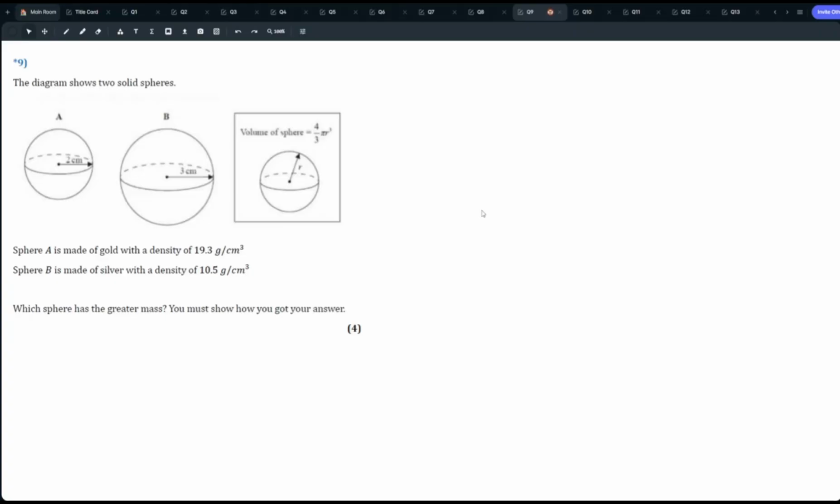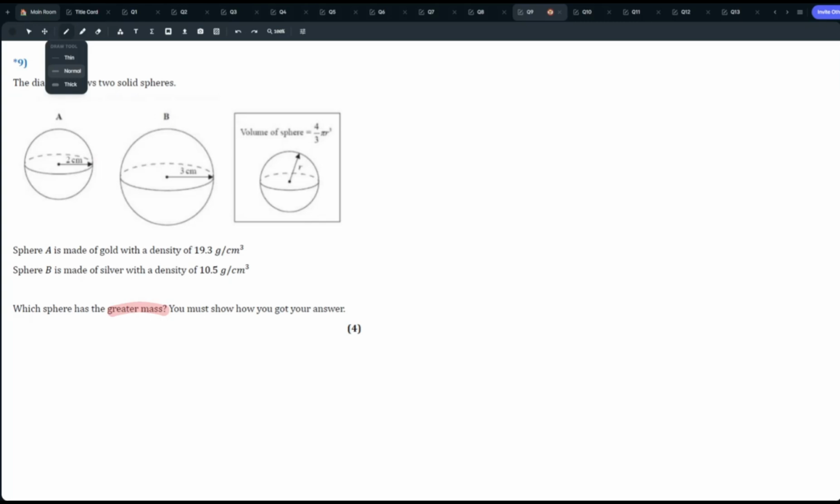Question number 9. The diagram shows two solid spheres. Sphere A is made of gold with density 19.3 grams per centimeter cubed, and sphere B is made of silver with a density of 10.5 grams per centimeter cubed. Which sphere has the greater mass? You must show how you got to your answer.